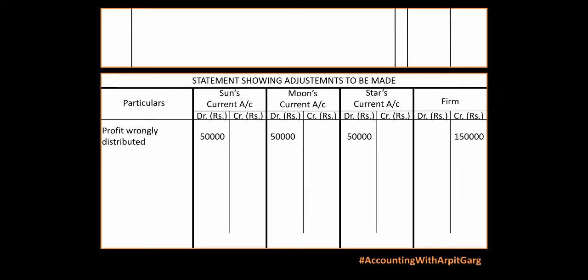Again, net profit 1,50,000 was distributed equally among three partners. So 1,50,000 divided by 3, 50,000, 50,000, 50,000 we will take from the partners, will debit them, and will give to the firm. So the firm will credit it.